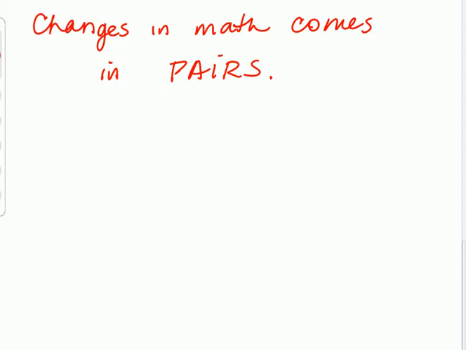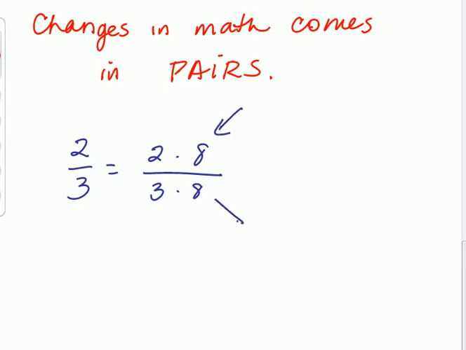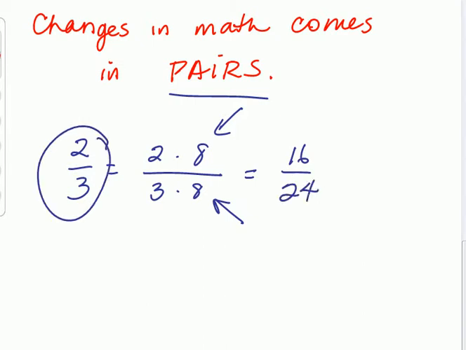We've already seen that. Just before we go on to division, let me show you an example. Do you remember our old friend 2/3? We said we could change that fraction to get an equivalent fraction by multiplying the top and the bottom by the same number. So let's choose 8 this time. We're going to multiply top and bottom by 8, so we're making a change in the numerator and a change in the denominator. There is our change in pairs. When we multiply that out, we get 16 over 24. Our original fraction 2/3 is equivalent to 16/24. It just looks different, but it has the same value.